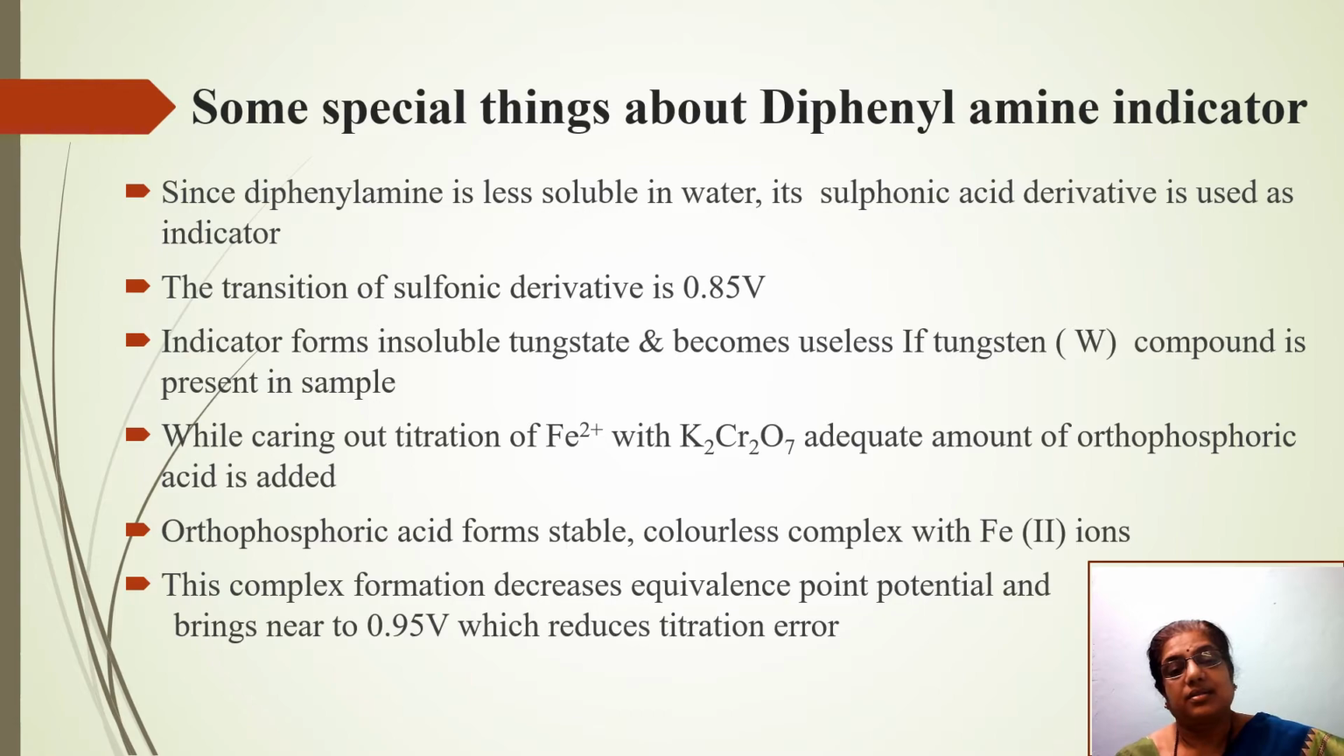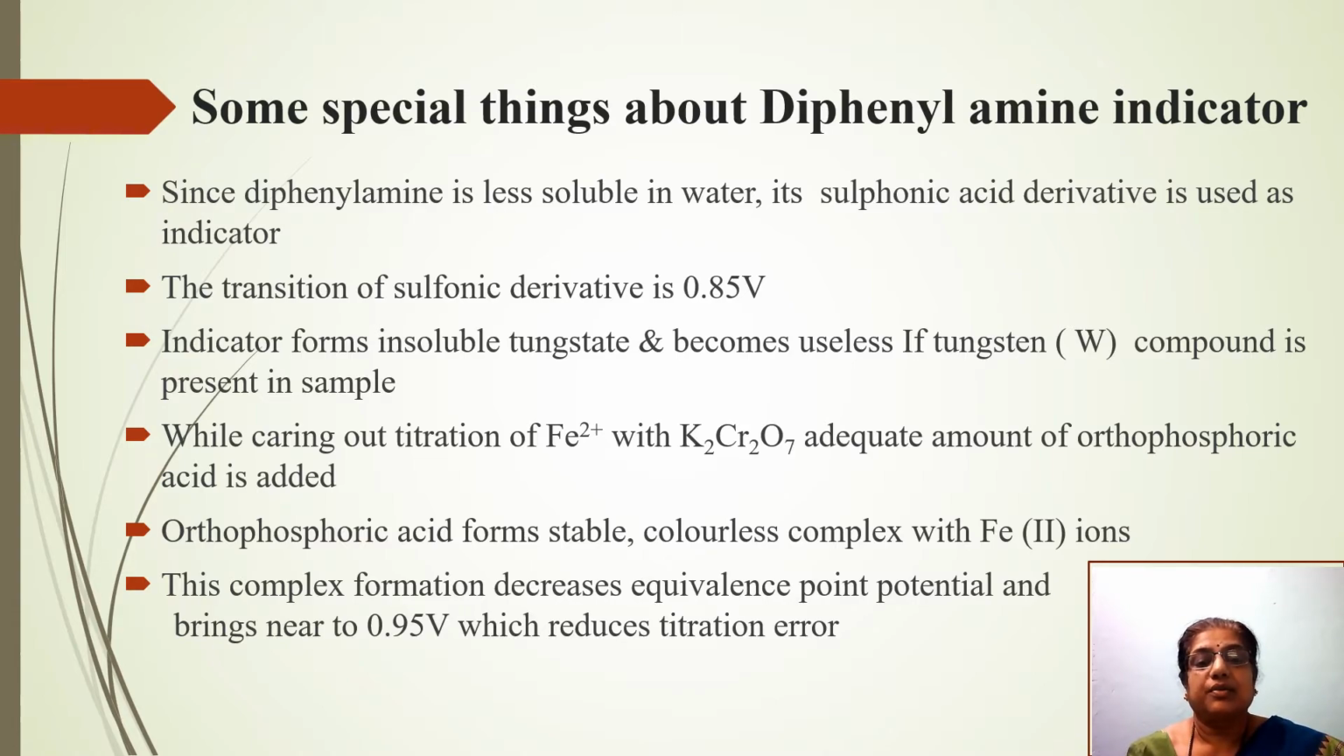Third point is this indicator forms insoluble tungstate and becomes useless if a tungsten compound is present in the sample. So for such samples, diphenylamine cannot be used as an indicator. It is commonly used for Fe2+ versus potassium dichromate solution titration.